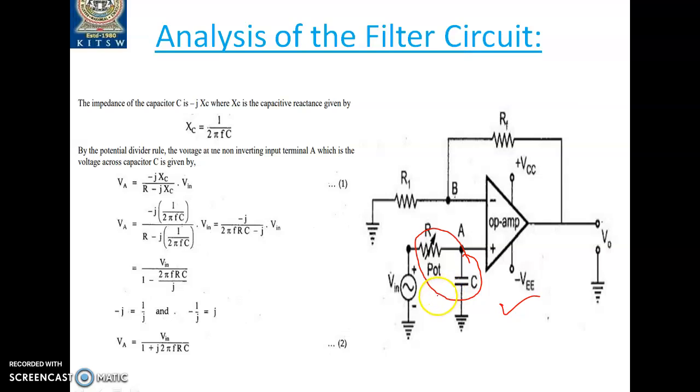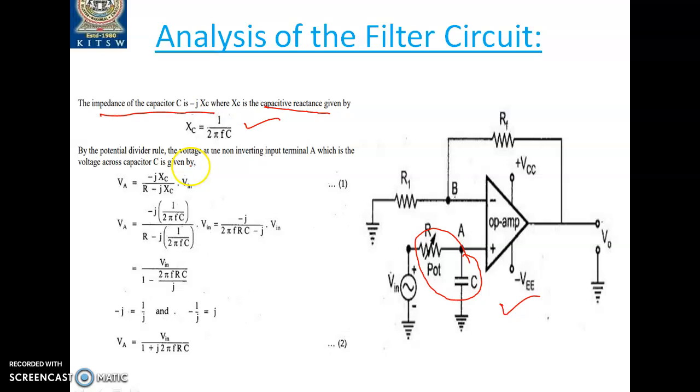Okay, you can understand from that. Now coming to the analysis part. So here on the left hand side of the PPT, the impedance of the capacitor C is minus j times XC, where XC is the capacitive reactance, which is given by XC equal to 1 upon 2 pi FC. Okay, F is the frequency component.